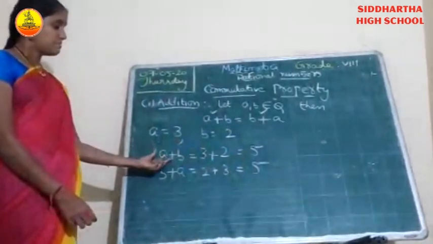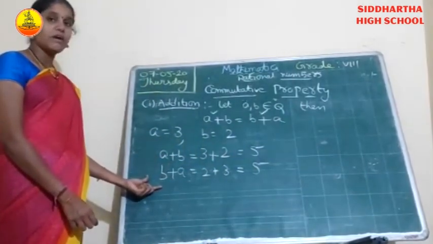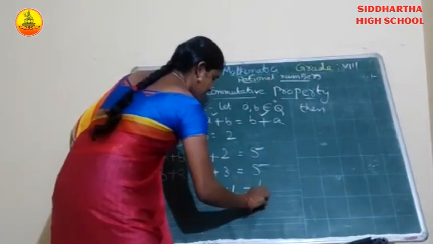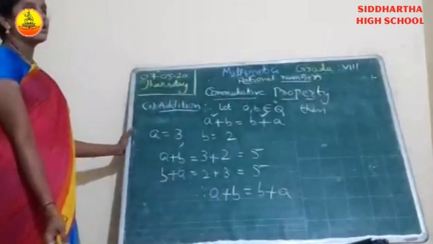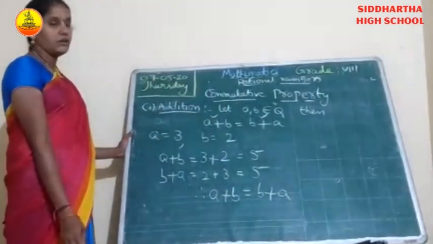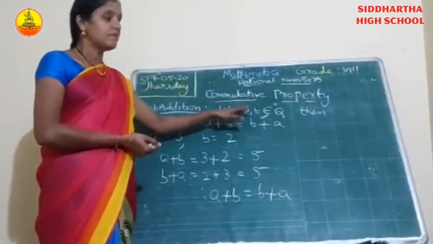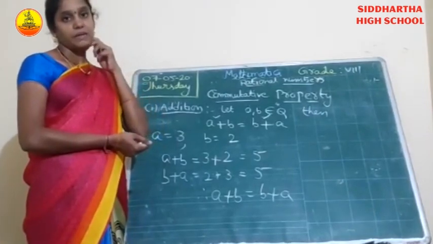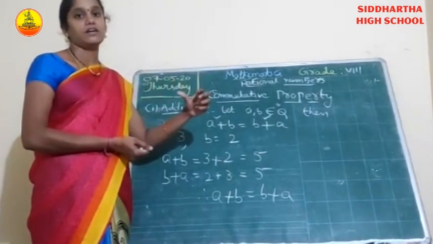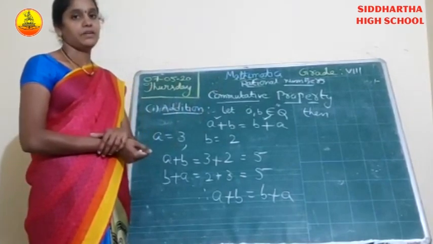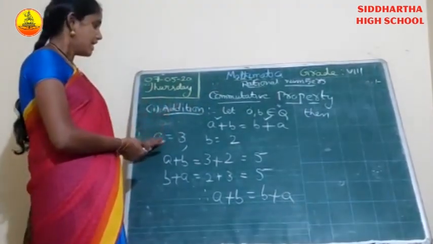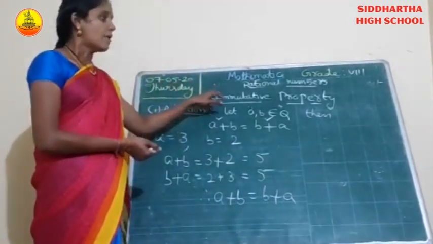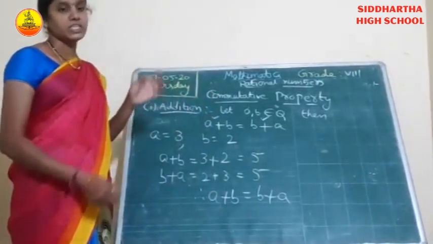That means A plus B value and B plus A value are equal. Therefore A plus B is equal to B plus A. Did you understand what is commutative property under addition? Let A and B be any two rational numbers. Then A plus B is equal to B plus A. Even if the order of the addends is different, the result will be the same. You take any two rational numbers and check, it will always be equal. Therefore commutative property satisfies under addition.